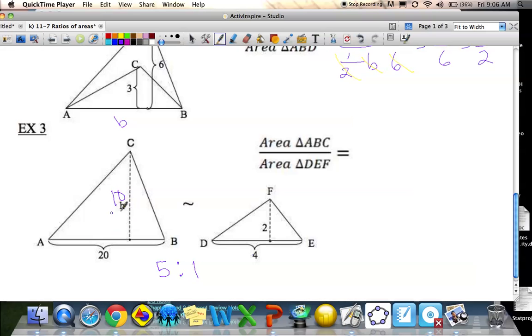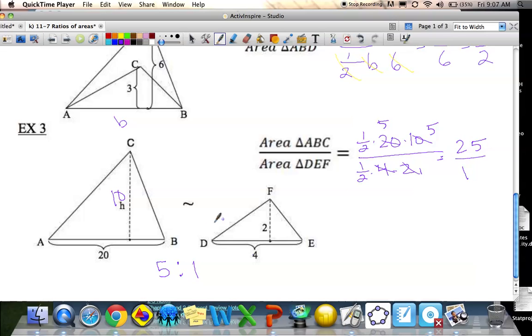So the area of triangle ABC is 1/2 base times height, and the area of triangle DEF is 1/2 base times height. Simplifying, the 1/2s cancel. We can do a little math simplifying here. The 10 and the 2 give us a 5 left over and a 1. 4 goes into 20 5 times. So the ratio of the areas is 25 to 1.